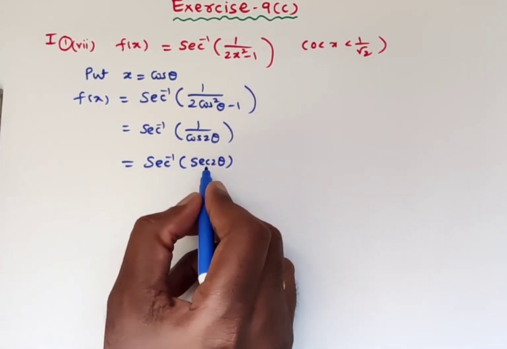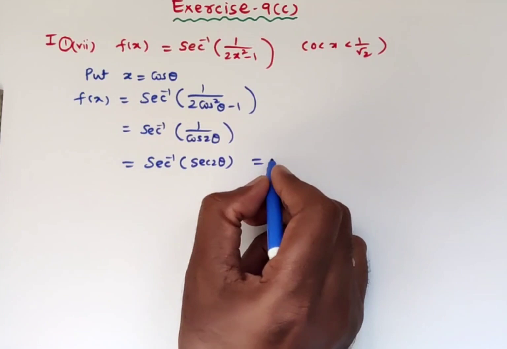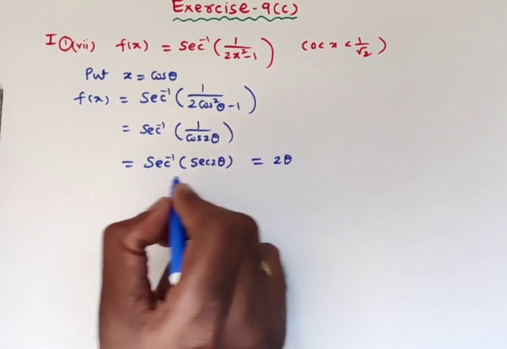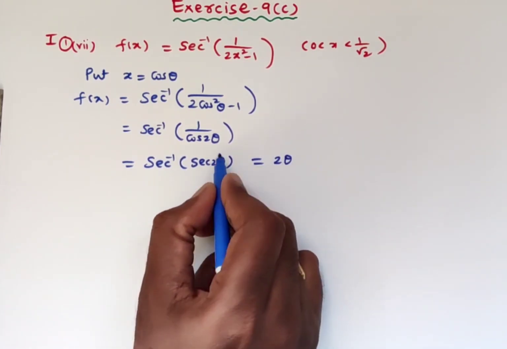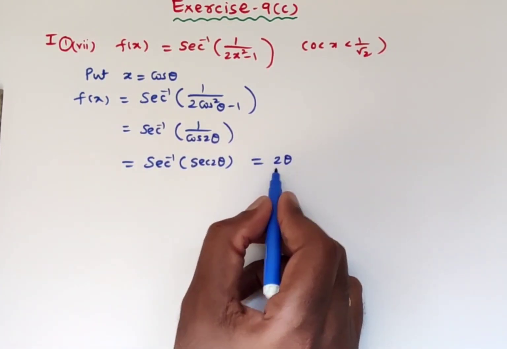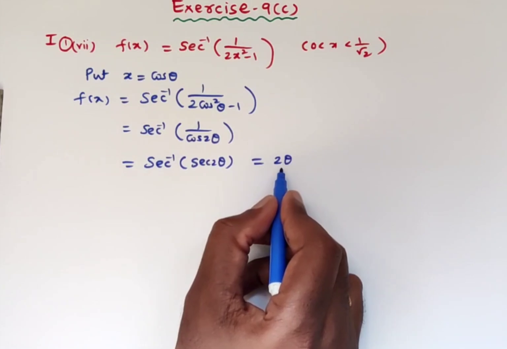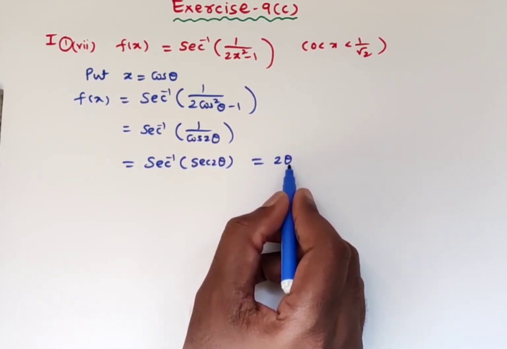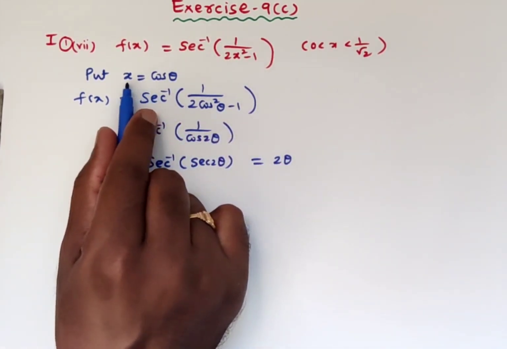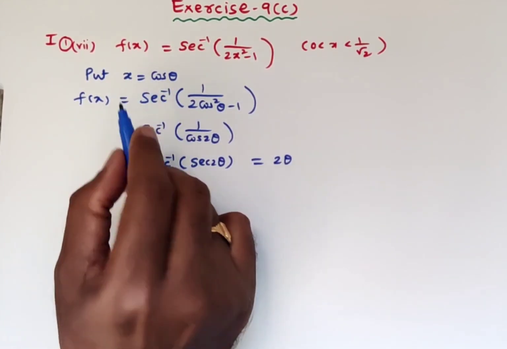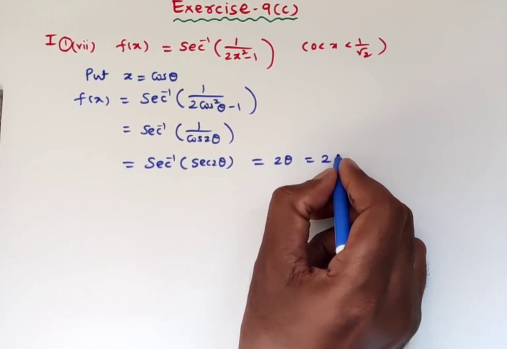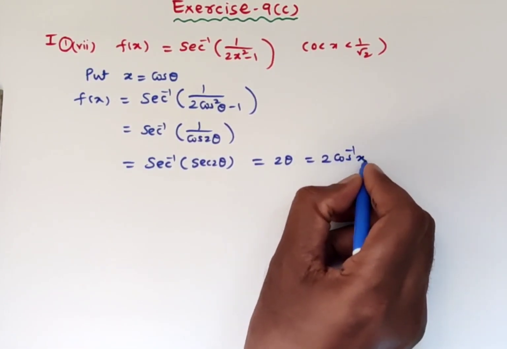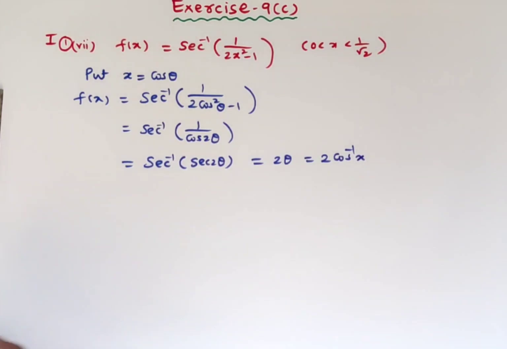Now, secant inverse of secant 2 theta. Again, secant inverse of secant theta is theta, right? Instead of theta, 2 theta is there. So it is 2 theta. So f of x is in terms of theta, but you need to replace this theta with x. As we know, x is cos theta. Therefore, theta is cos inverse of x, right? So this is 2 into cos inverse of x. Now our f of x is 2 into cos inverse of x.